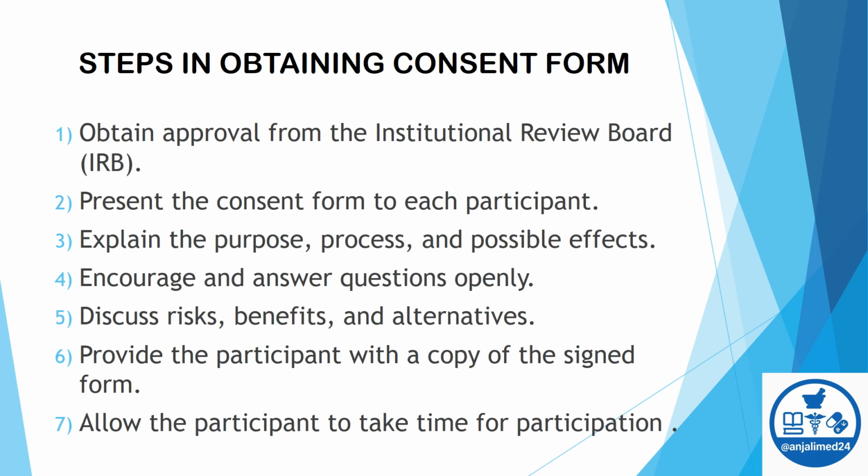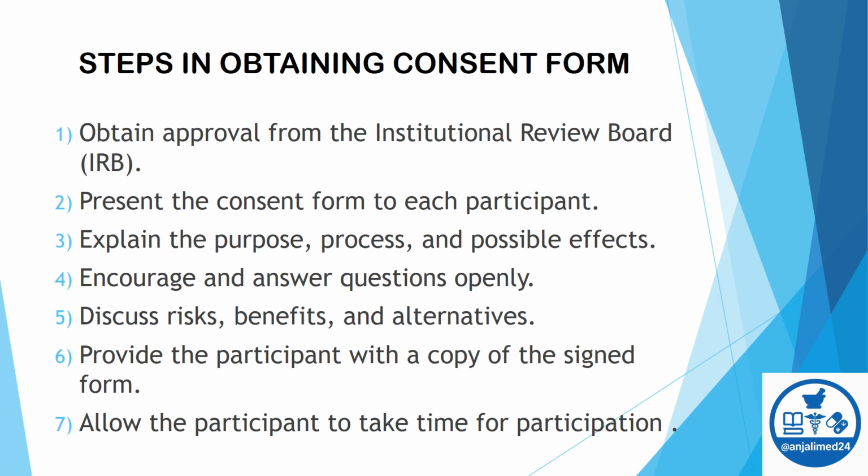Steps in obtaining informed consent. The key steps to follow are: Step 1. Get the approval from the Institutional Review Board, IRB. This will help you ensure that the study is ethical and meets all the required legal requirements. Step 2. Give the form to each participant who is a potential candidate for the study. Also give them time to read and understand the process.